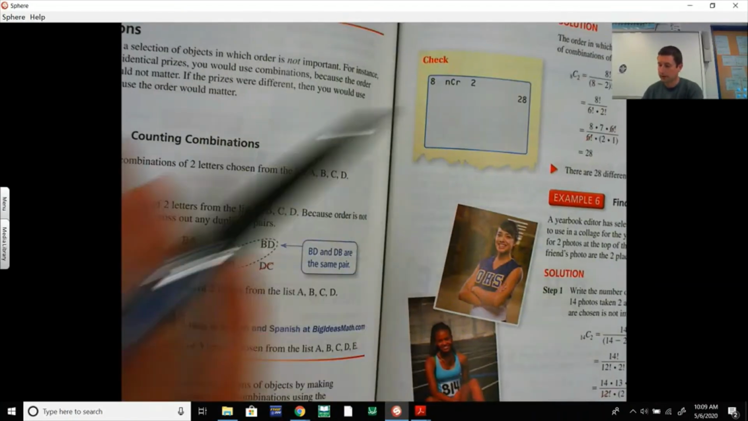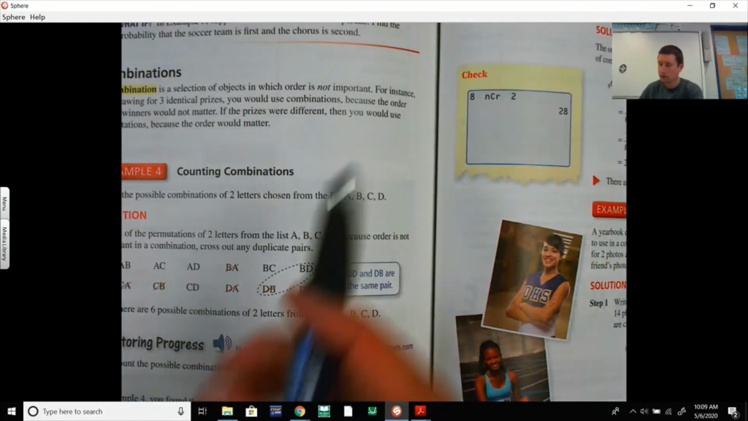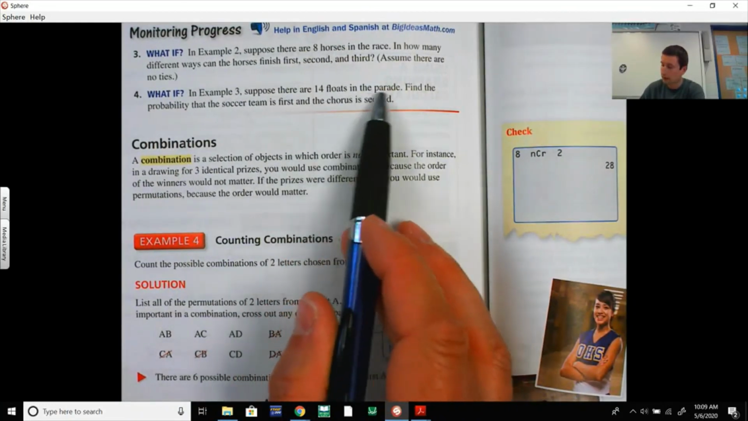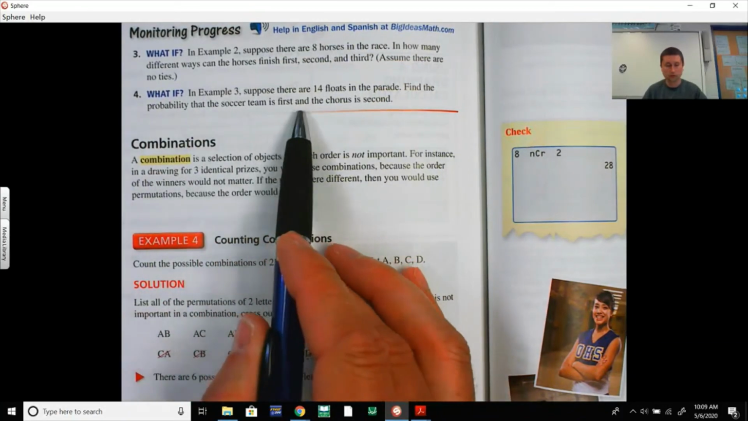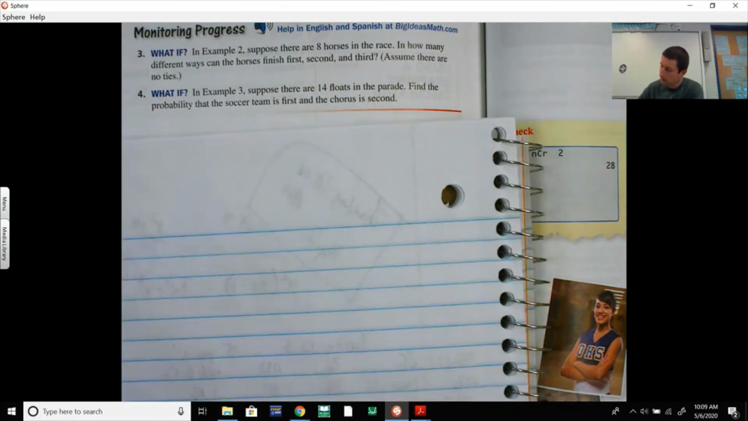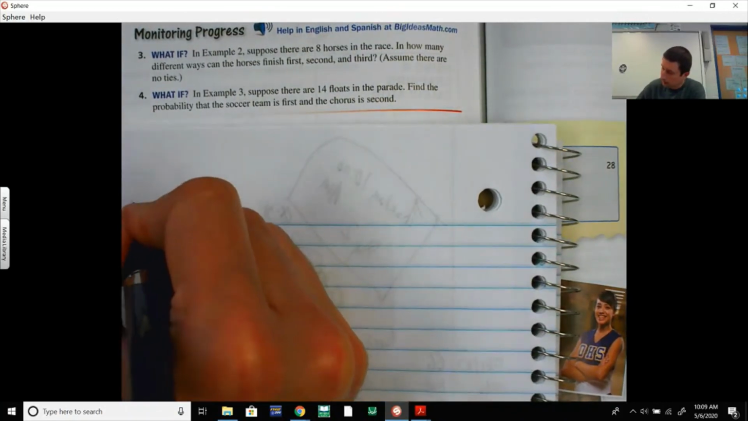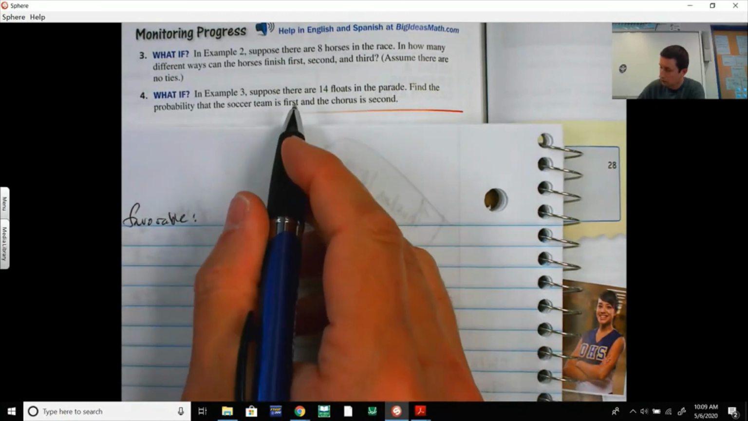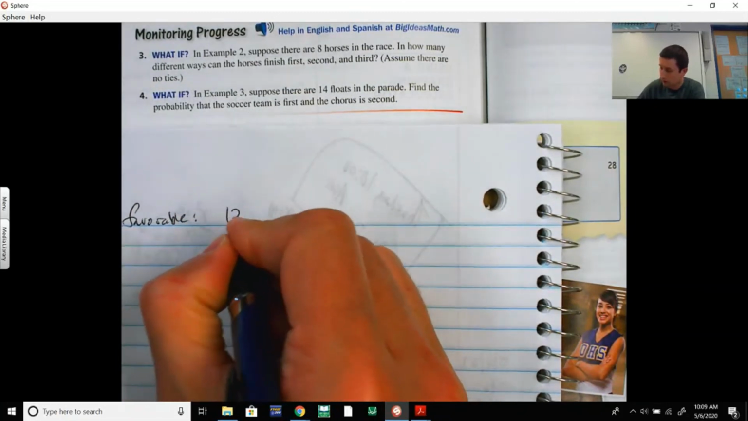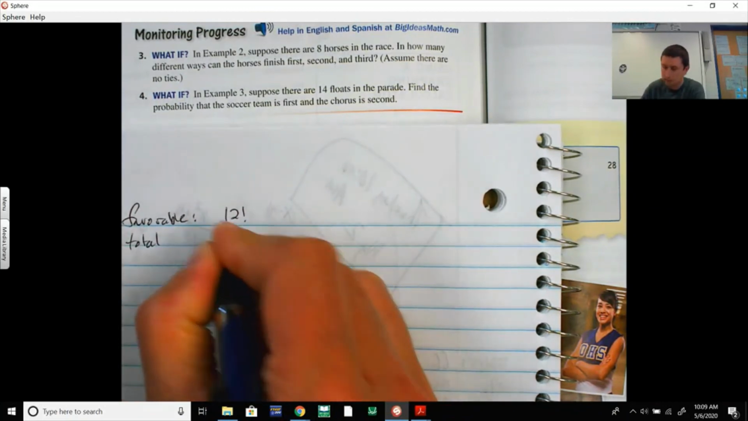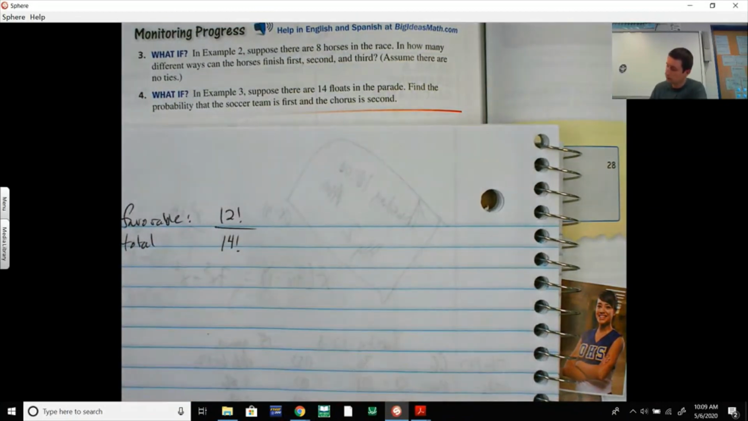So if they go off this question here, suppose there are 14 floats in the parade. Find the probability that the soccer team is first and the chorus is second. The favorable outcomes would be, well, your first two are taken care of, so there's going to be 12 factorial. Your total outcomes would be 14 factorial. So it would be 12 factorial over 14 factorial. You'd figure that one out.